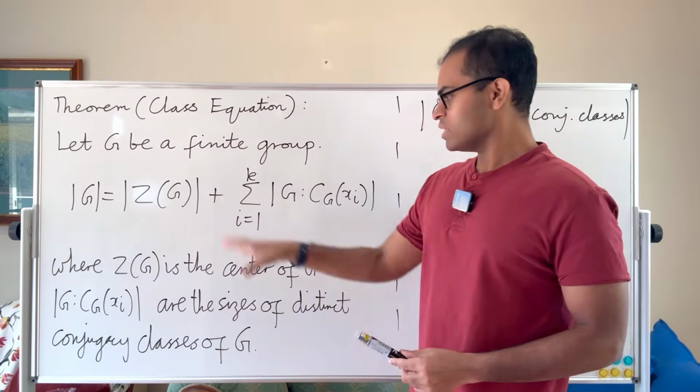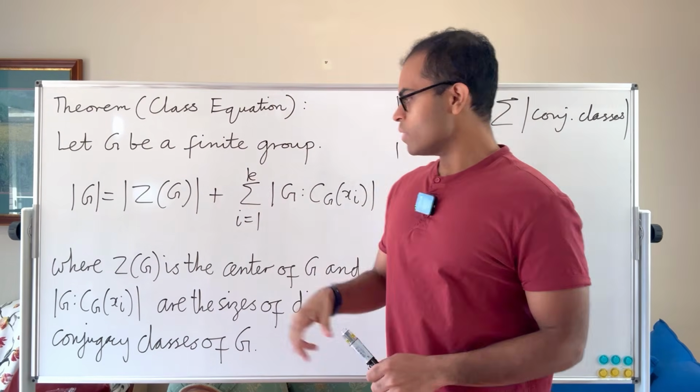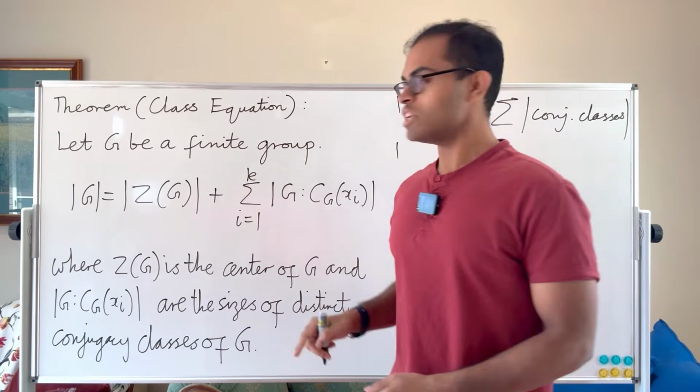But what has it got to do with this equation? So this equation is just this equation in disguise. So we're just going to now look at each of the terms separately. The first term we're going to look at is the center of G.